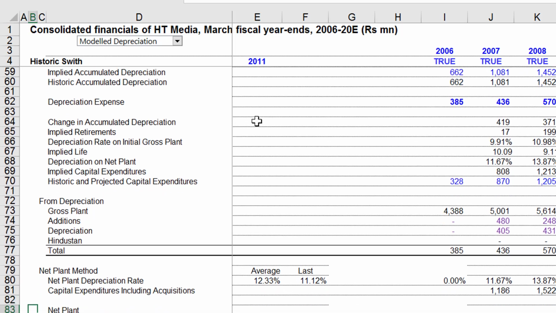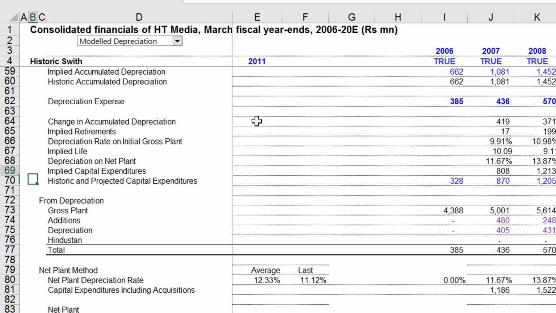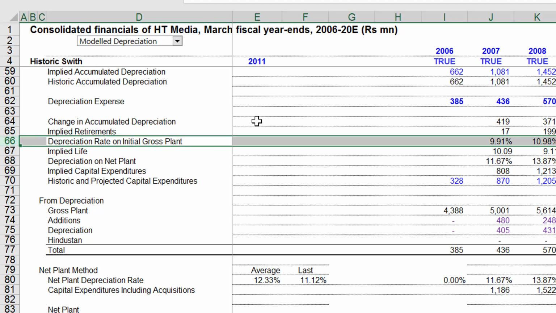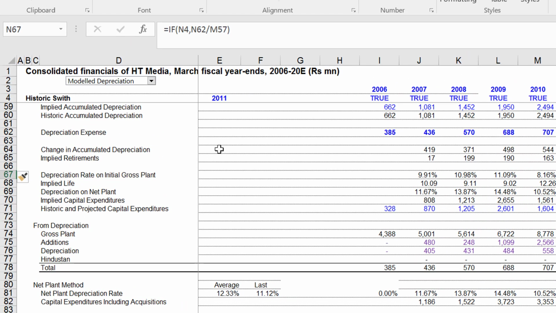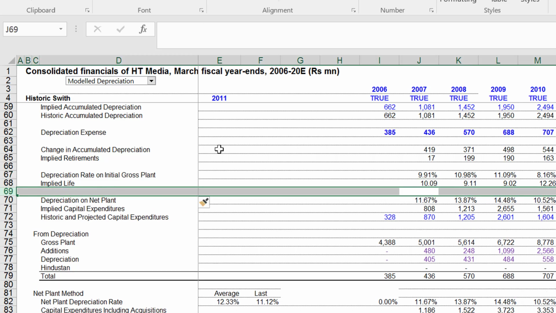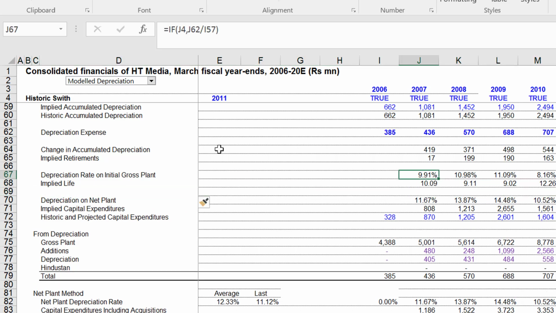They took a depreciation rate, and where's the depreciation rate on the gross plant? And they just said, okay, we're going to multiply that by the gross plant. That's how depreciation is really calculated. So how wonderful is that? That's what you really should do.